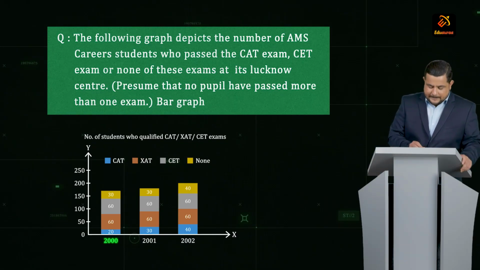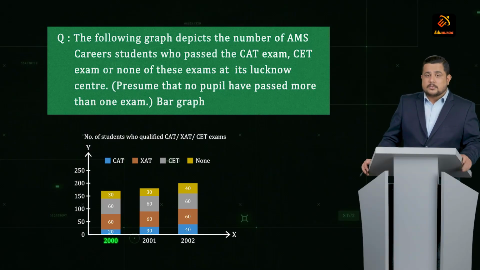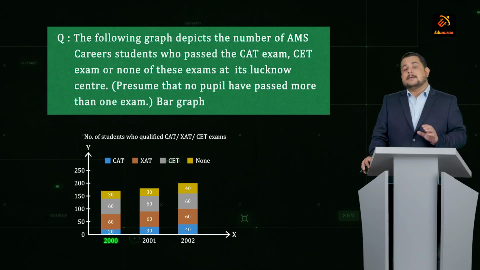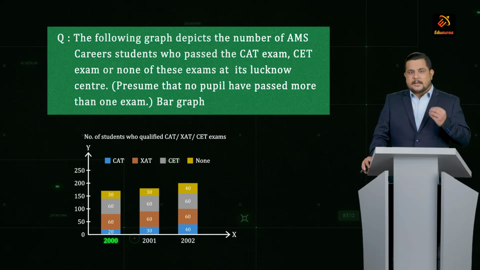So what can we say? Those students belong to the yellow color segment in the particular bar. So in these 3 years, in each bar, these 4 categories are available. The particular bar is subdivided into the particular categories: CAT, SET, CET, and none.